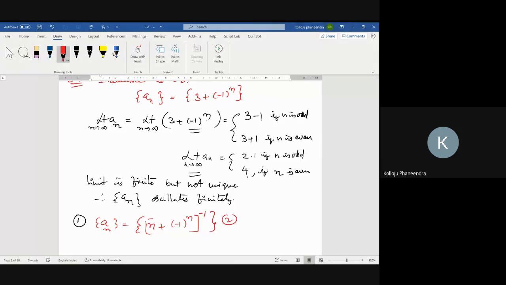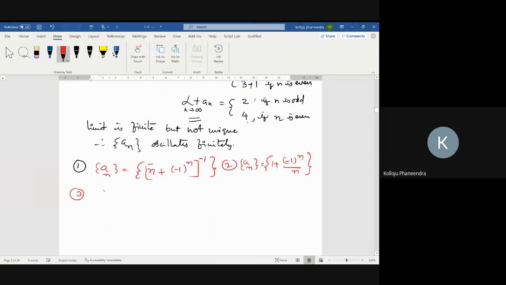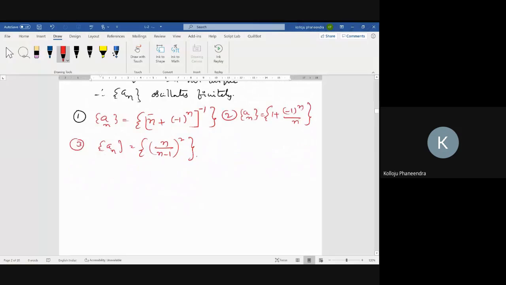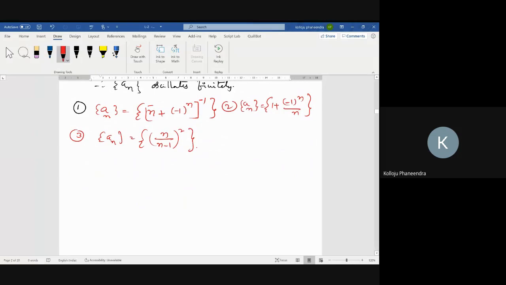Second example: an is equal to 1 plus minus 1 whole power n by n. And the third example, an equal to... These are very simple problems, and anyway the sequence is basic. You will get only one short question in this sequence. Okay, these are the three problems. Just solve them. And the next concept is series.